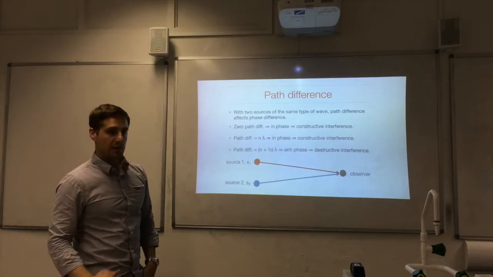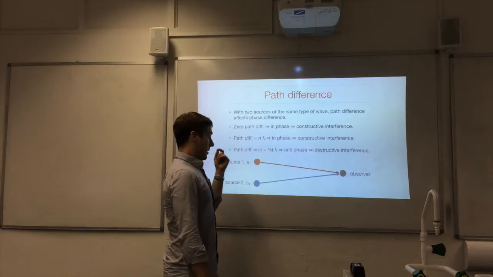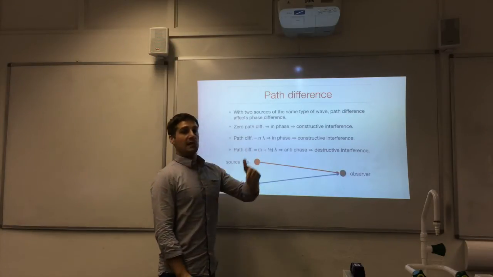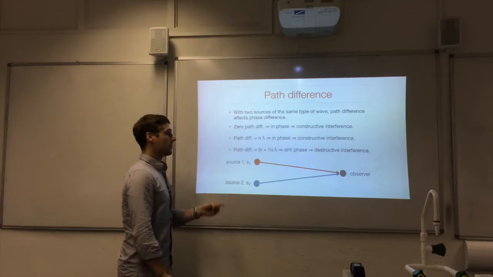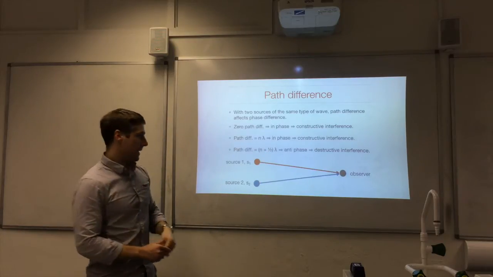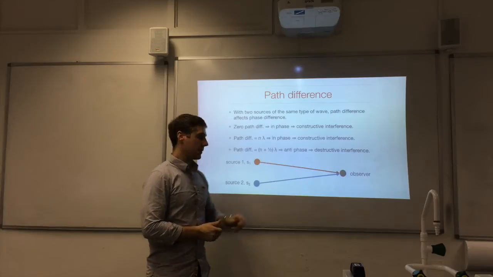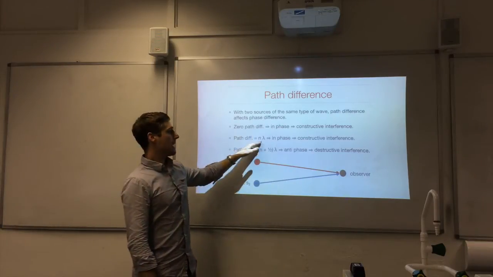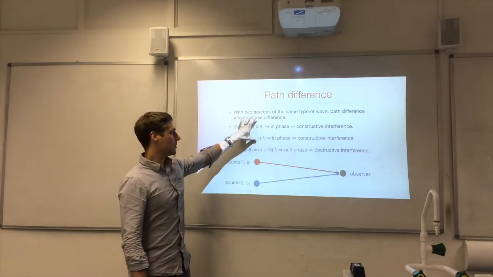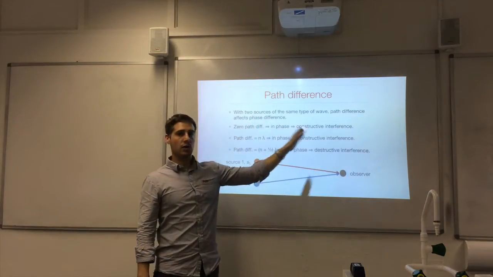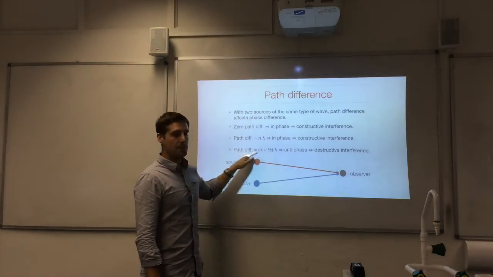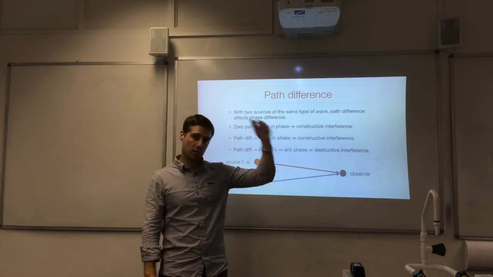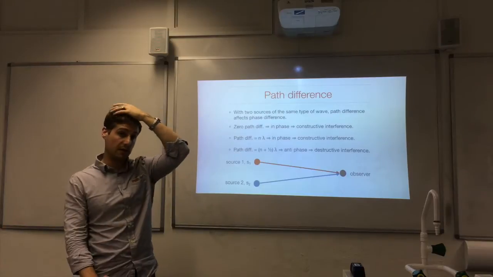And if the path difference is such that one wave has had to travel a whole number of wavelengths plus a half wavelength, then they'll be in antiphase and you get destructive interference. So here, if the path difference is n lambda or 0 lambda, which accounts for both of those, then you get constructive interference. And at any points where it's n plus a half times lambda, then the waves are in antiphase and you get destructive interference.